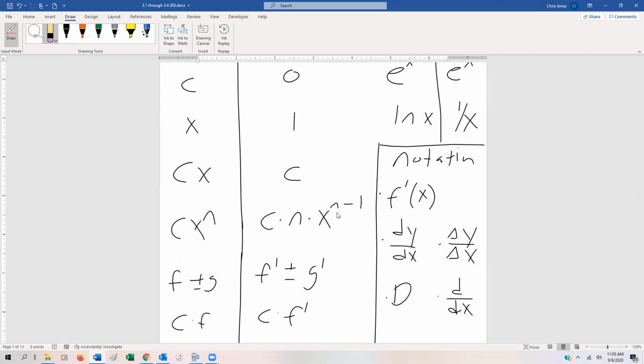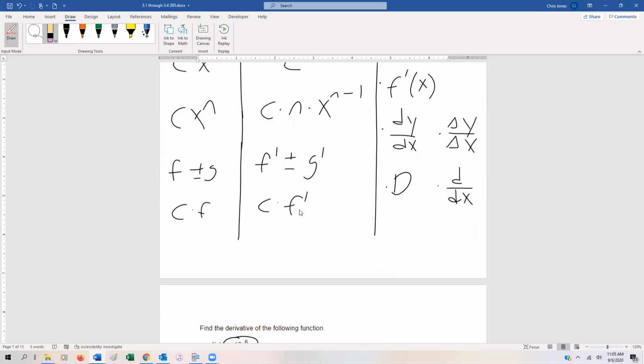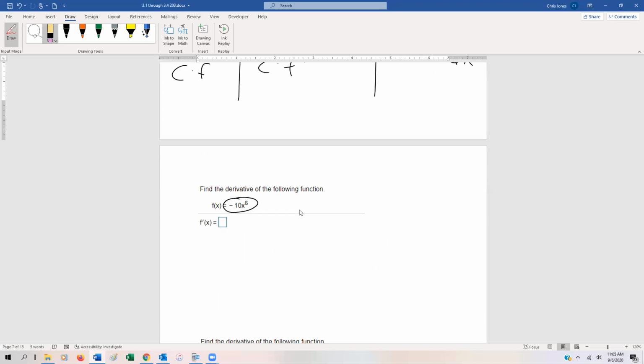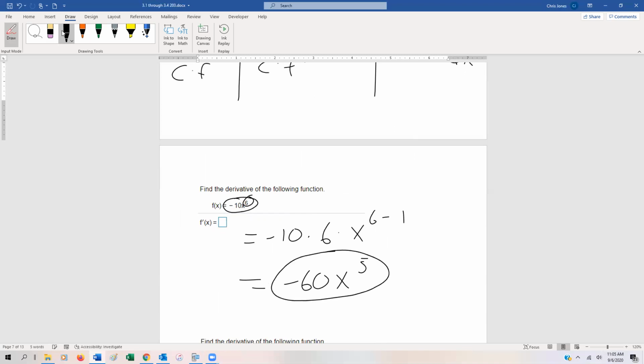All we're going to do is subtract 1 from the exponent and multiply by the exponent. So this is going to be equal to negative 10 times 6, which is the exponent, times x to the 6 minus 1, all right? Or negative 60x to the 5th. And that would be the slope of that function at any point on that curve. Remember, the derivative really represents the slope. So this is what we call f prime at x, or dy/dx or d/dx, whatever you want to call it.